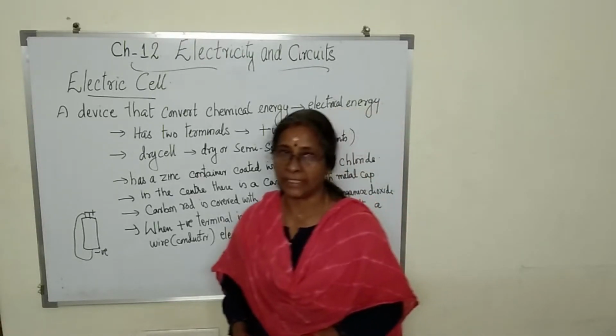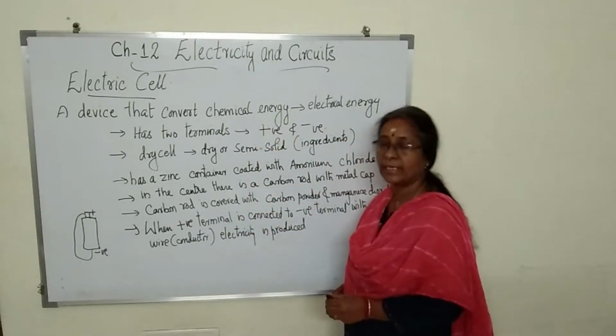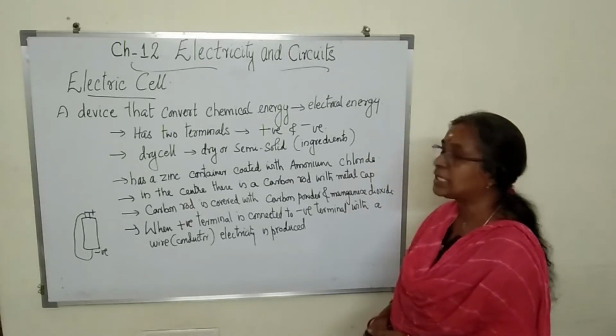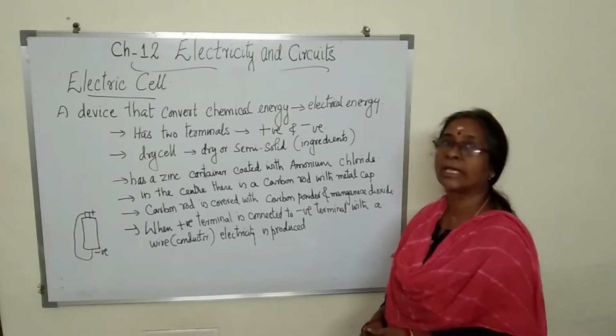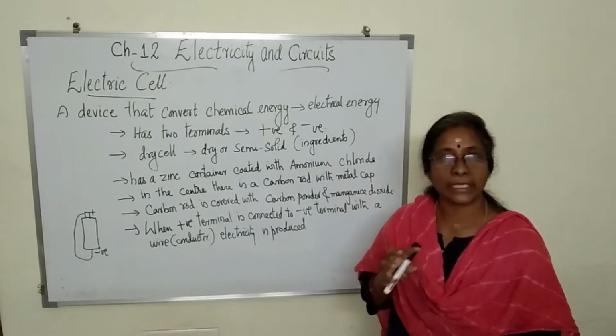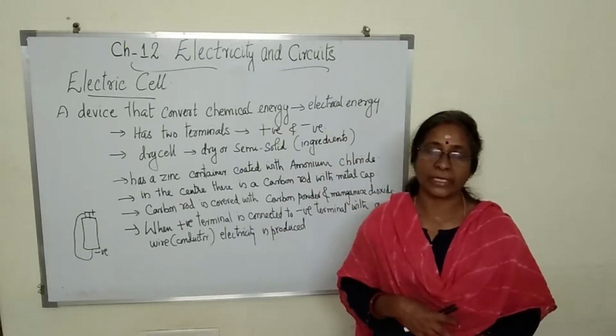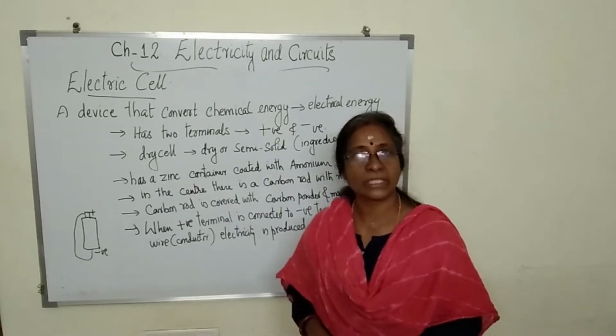Now what is a cell? A cell is an electric device that converts chemical energy to electrical energy. So some chemicals will be there inside the cell which will be converted into electric energy. You are very familiar with the cell.